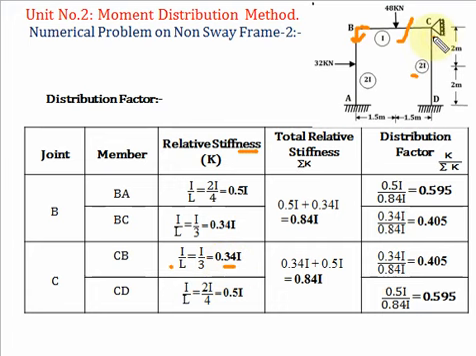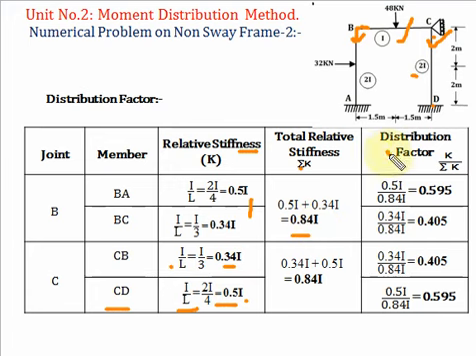Now consider the next connecting member, CD. The far end is D, which is fixed. When the far end is fixed, relative stiffness is I by L, so it is equal to 2I divided by 4, which is equal to 0.5 I. Now find out the total relative stiffness. So the total relative stiffness of both members, 0.5 I plus 0.34 I, is equal to 0.84 I.